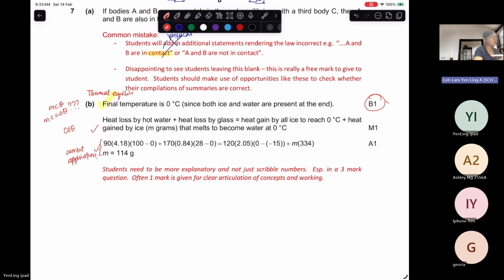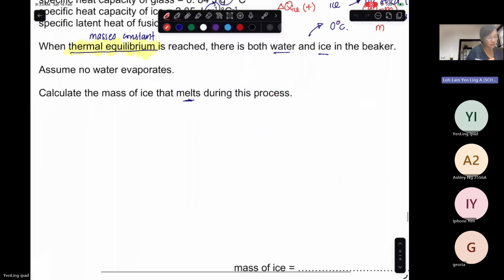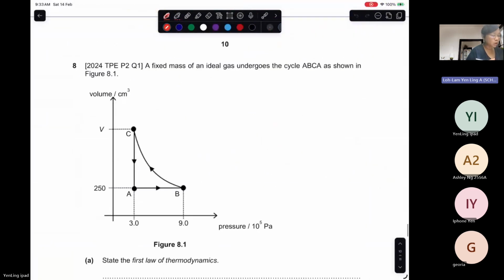Okay, so for a 3-mark question, please remember to develop your ideas, or examiners will tend to try and deduct marks, because they have to really think through and look through your answer. All right, so that would be the penalty.